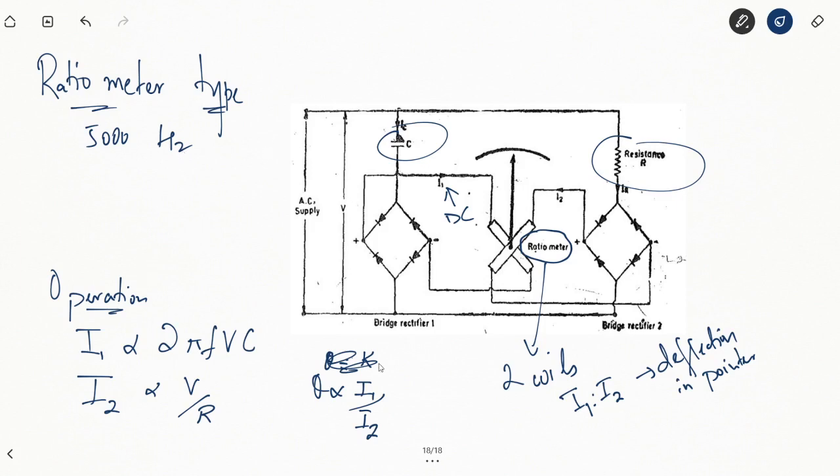So we have done today the electrodynamometer type, the Weston type, and the ratiometer type. In the next session, inshallah, we'll do the saturated core type, and also we'll look into something else.